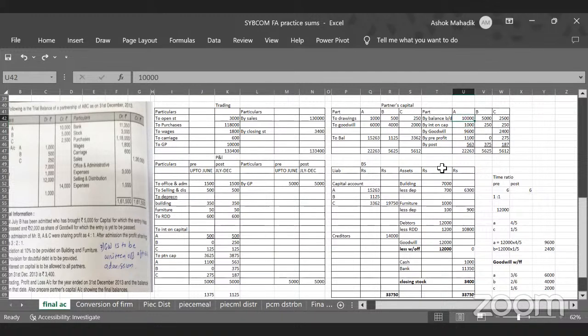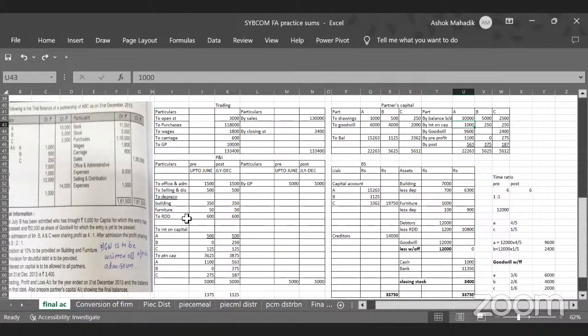But when you are calculating for the new partner, calculate only for the period for which he is there in this year. This partner was admitted on 1st July, so for the first 6 months he was not there. So while calculating interest on B's capital, do it only for 6 months. So 5,000 into 10% into 6/12. For the remaining A and C, they will get the full year. It is 10% of 10,000 and 10% of 2,500.